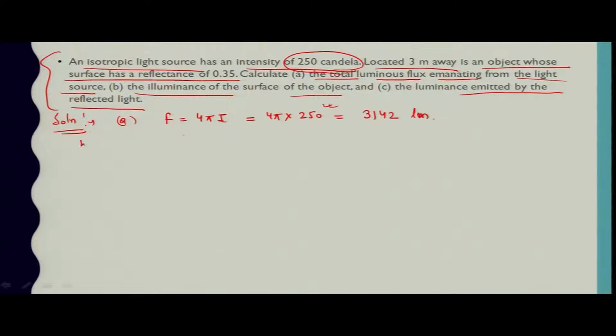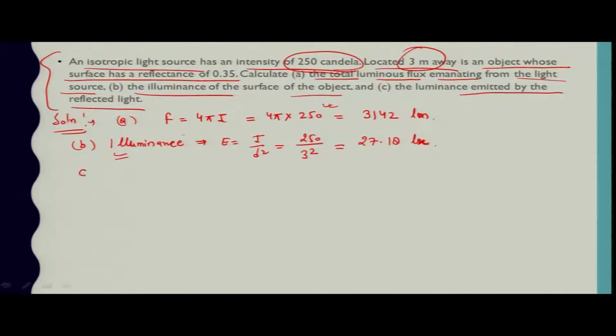Now the second question is how to find the illuminance of the surface of the object. This illuminance is calculated as E equals I upon D square, so that is 250 upon 3 meter located, so that is 3 square, equals 27.18, and illuminance is expressed in lux, so lx.